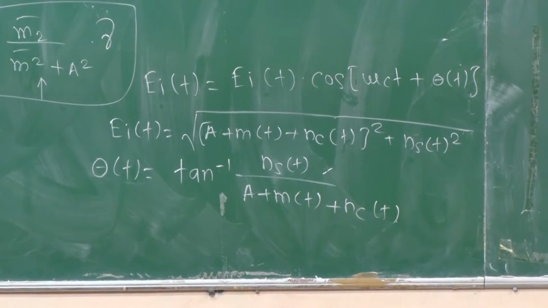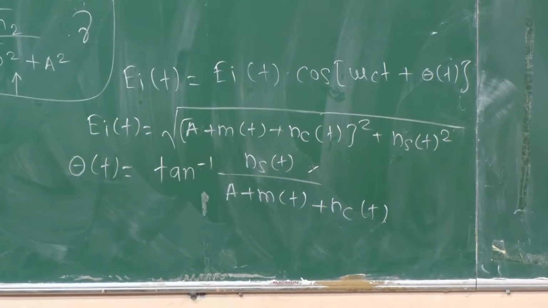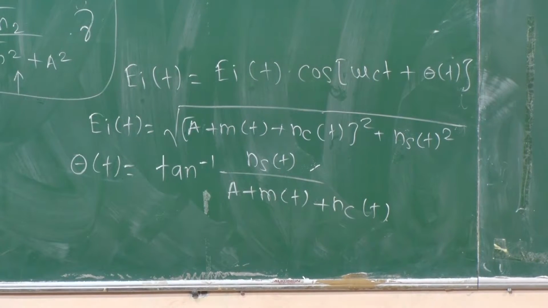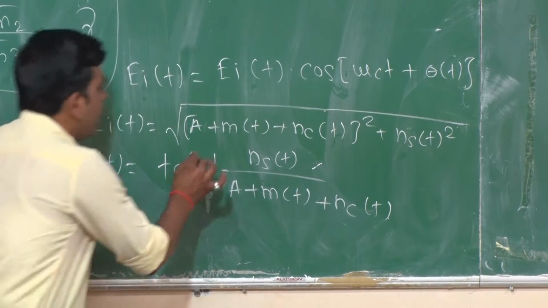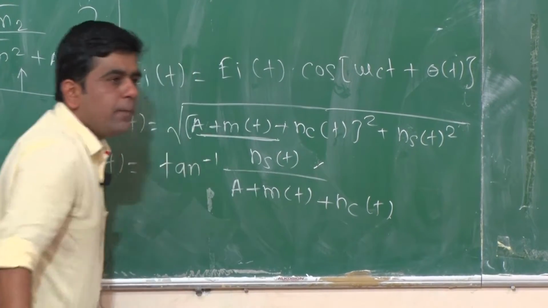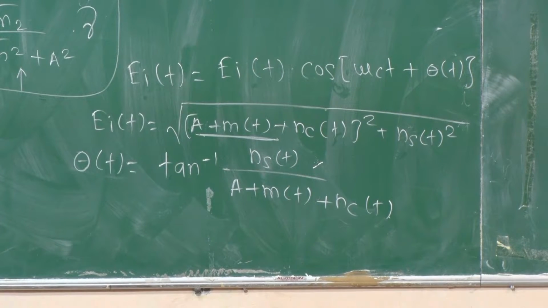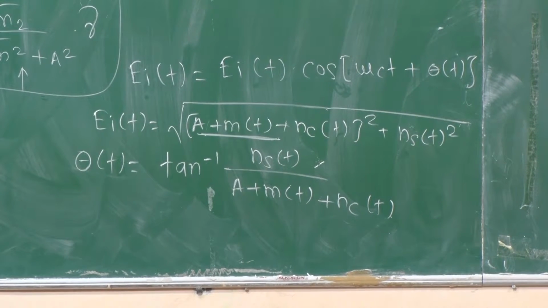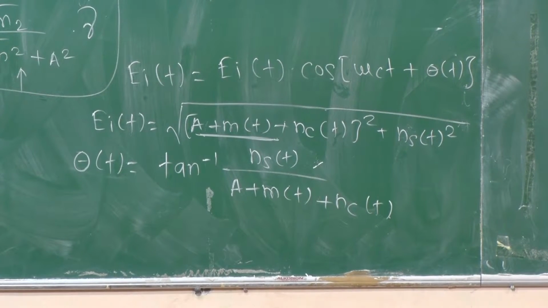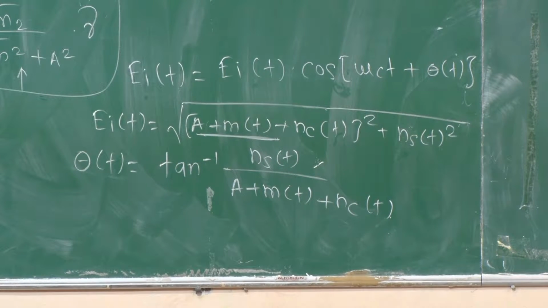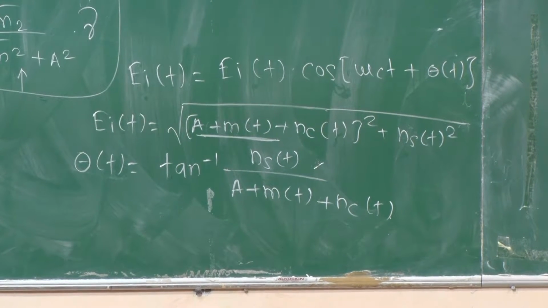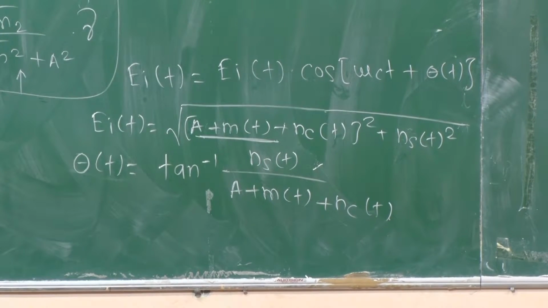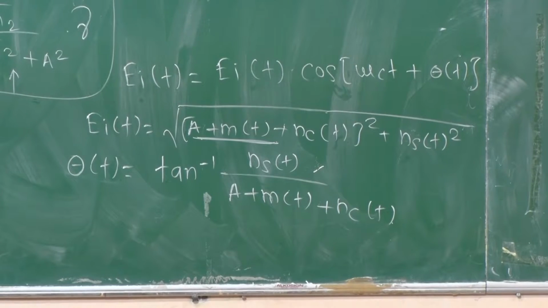First case, the small noise case. Here we assume that the signal is much stronger than the noise. In this case, a plus m(t), the desired part of this envelope, is very much larger than the noise. The noise has two components, the in-phase component nc(t) and the quadrature component ns(t). So a plus m(t) is very much larger than these two components of the noise.